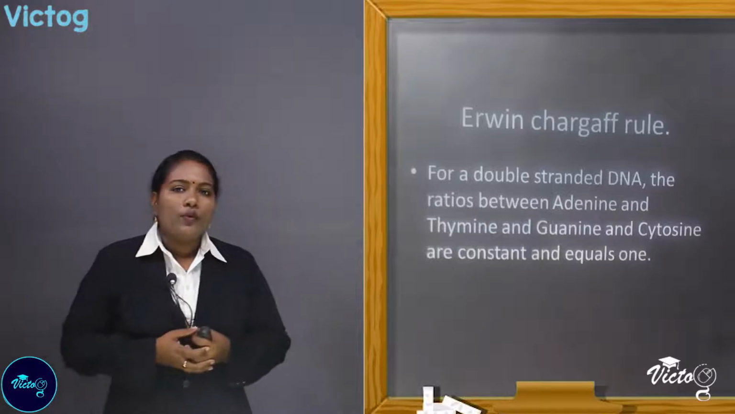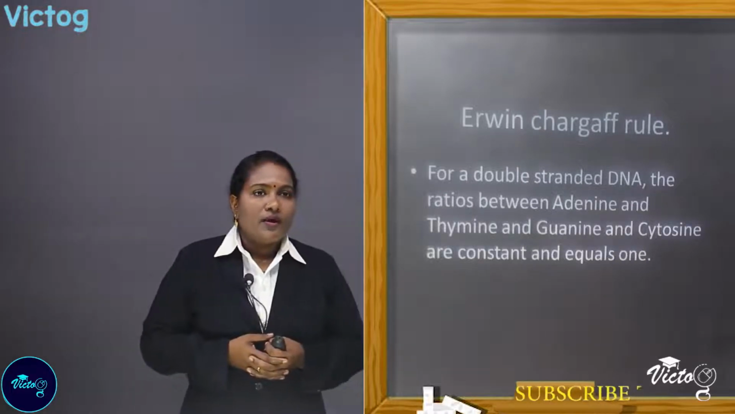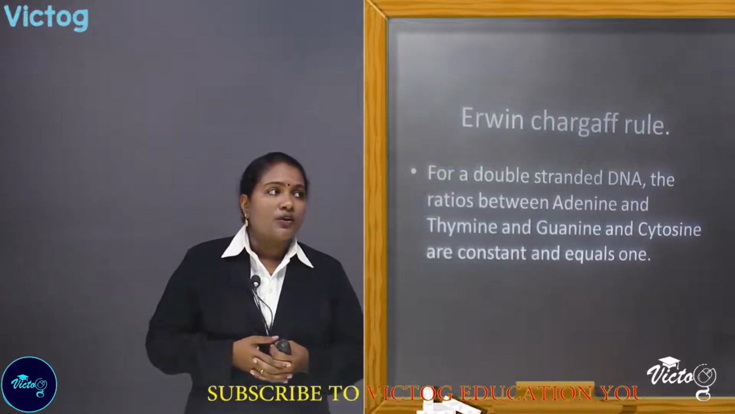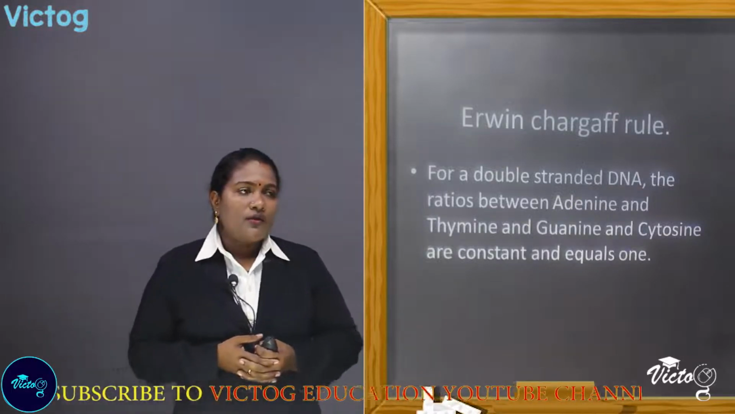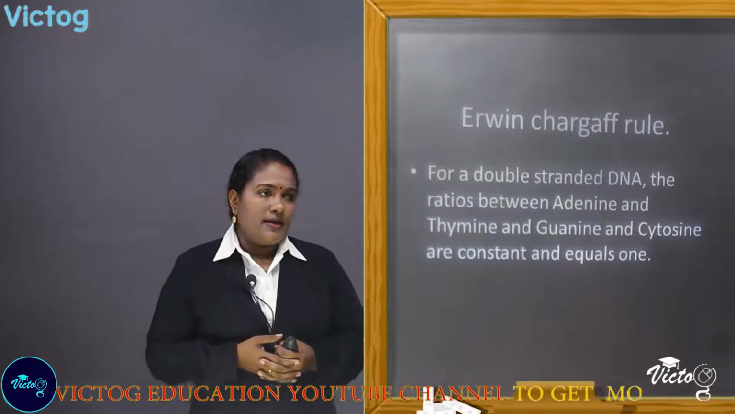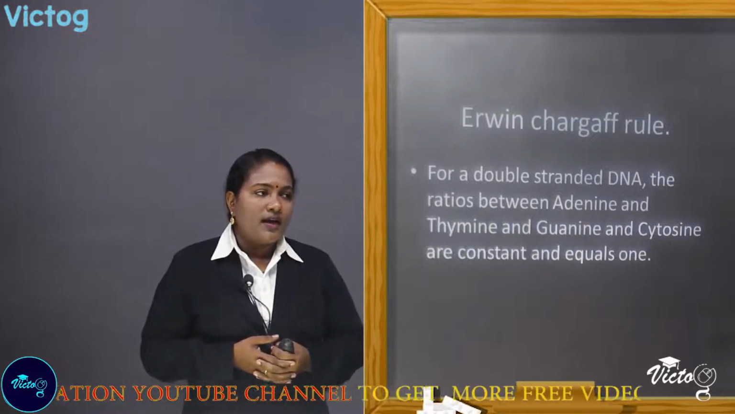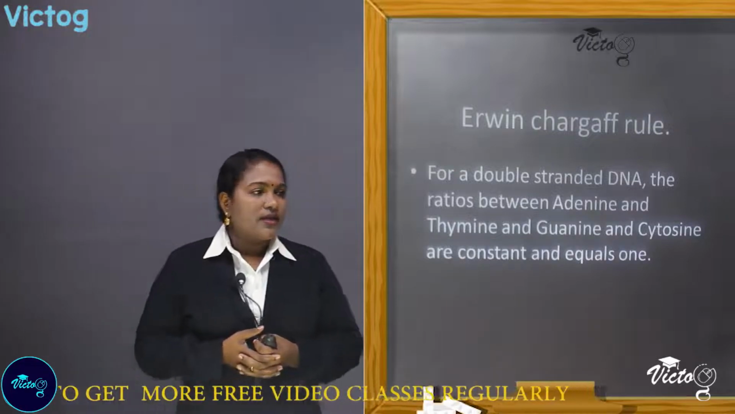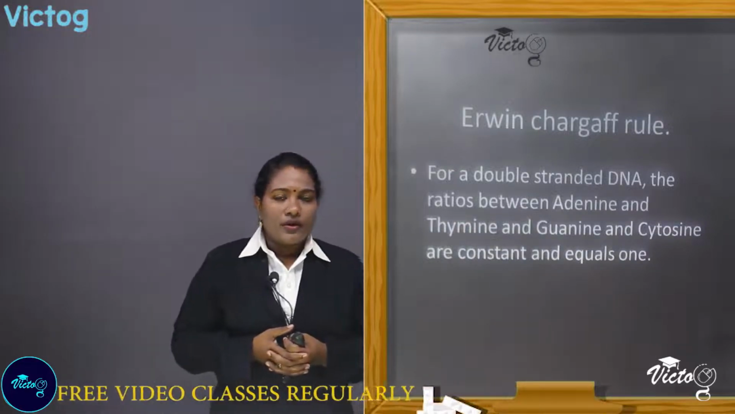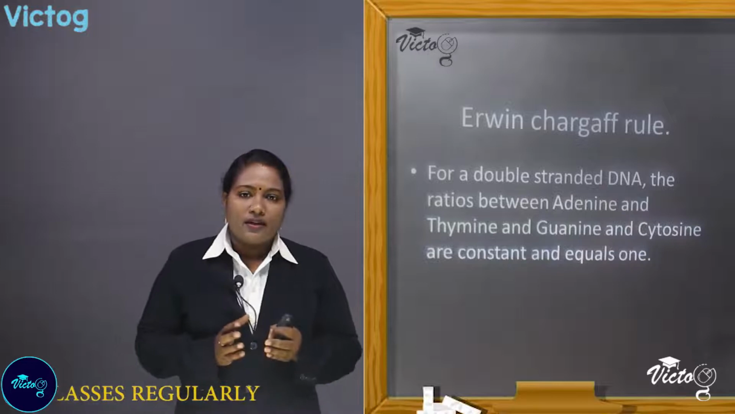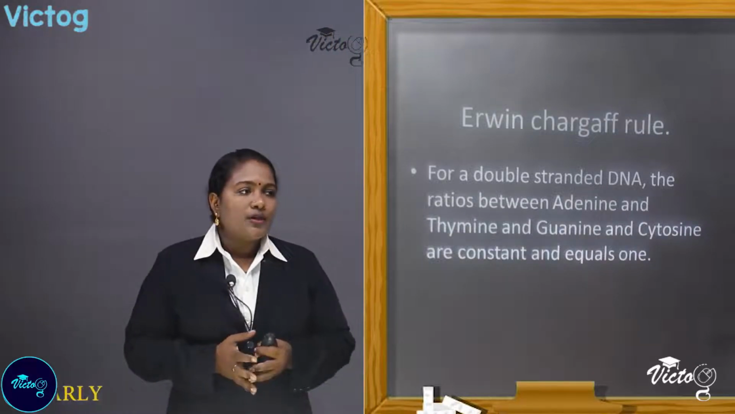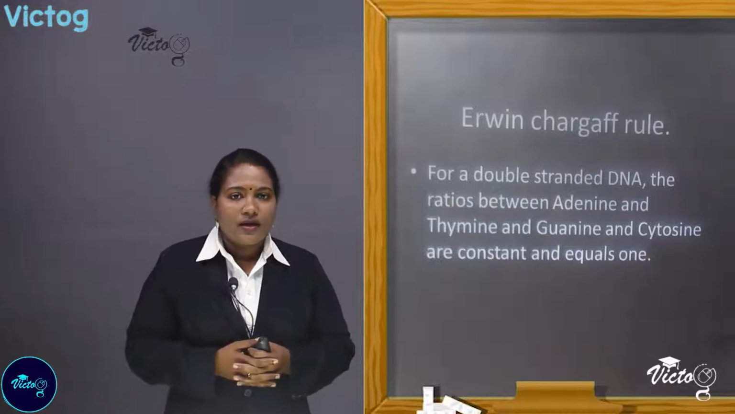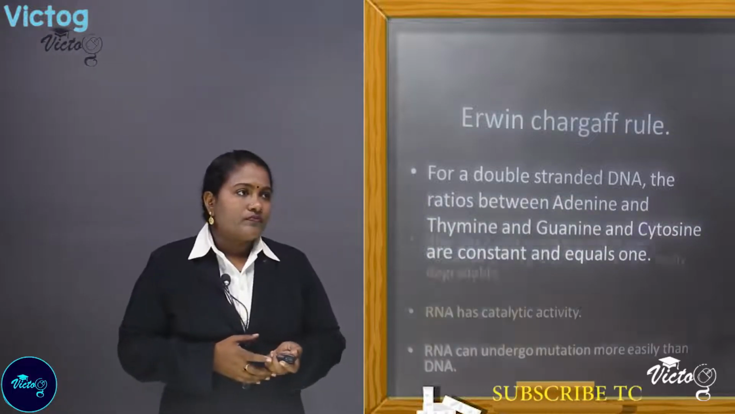For knowing more about the structure of the DNA, we want to study another rule. It is known as Erwin Chargaff's rule. According to Erwin Chargaff, for a double-stranded DNA, the ratio between adenine and thymine, and guanine and cytosine, is constant and equal to 1.